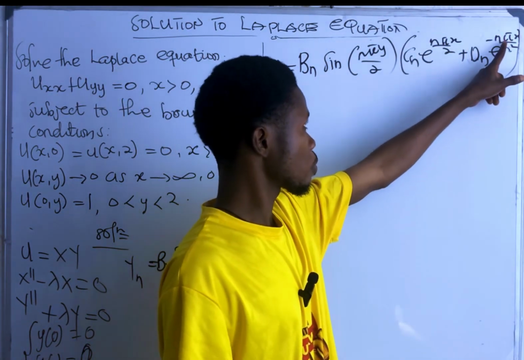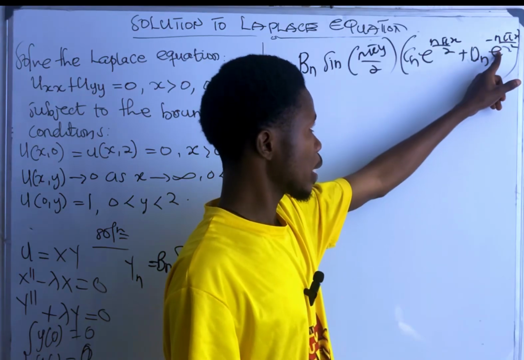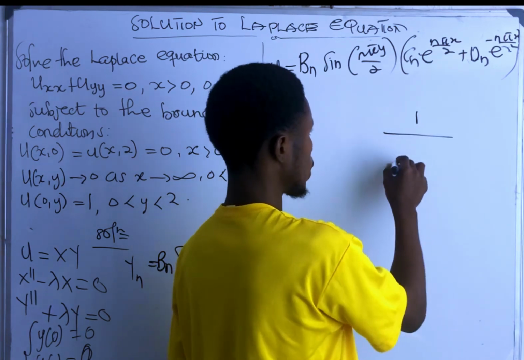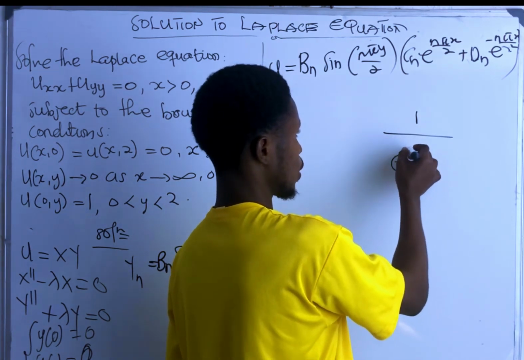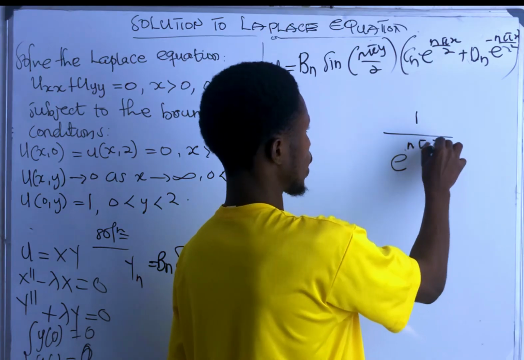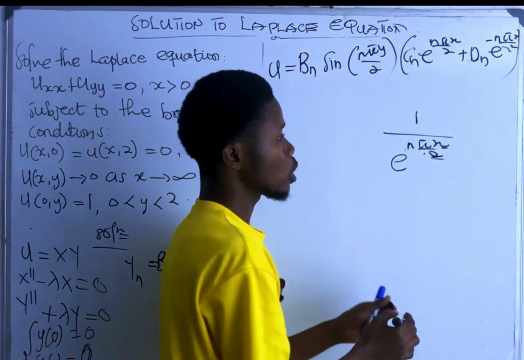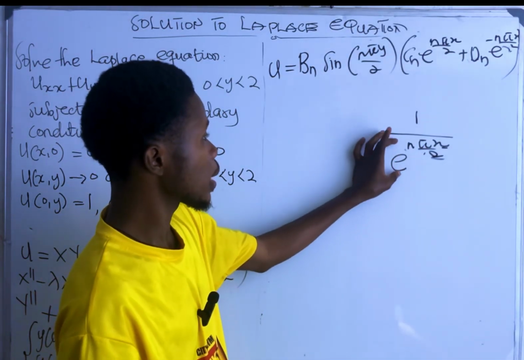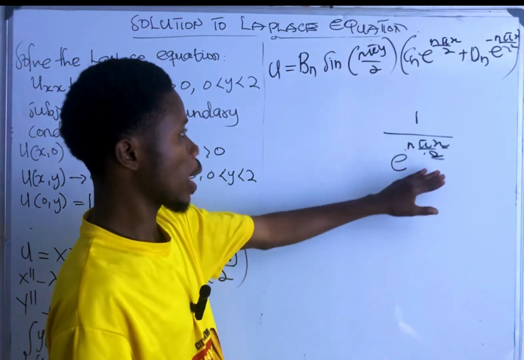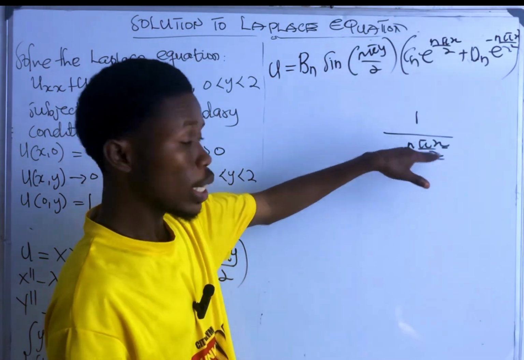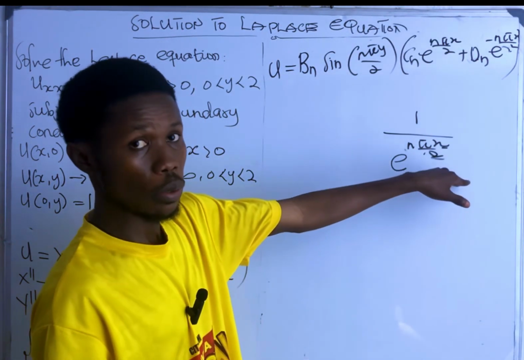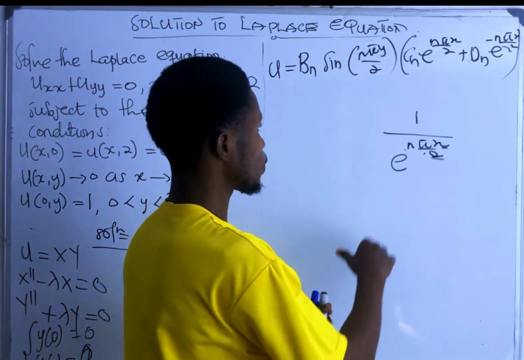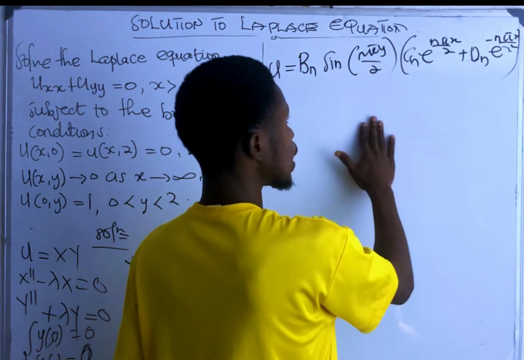But what of this one? For this one, yes, because of the negative here, it will be like 1 over e to the power n pi x over 2. So if x approaches a bigger number, or infinity, you realize that this number becomes huge. And since this number becomes huge, it will approach 0. The u will approach 0. I don't know whether you understand what I'm saying. Yes. So what you can say here is that yes, this one is true.